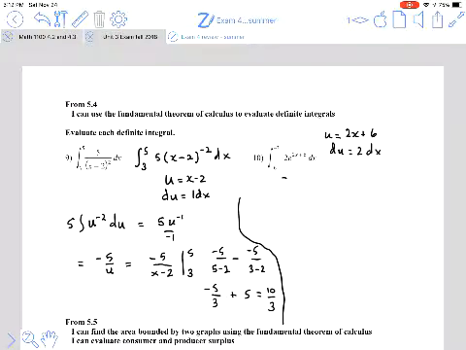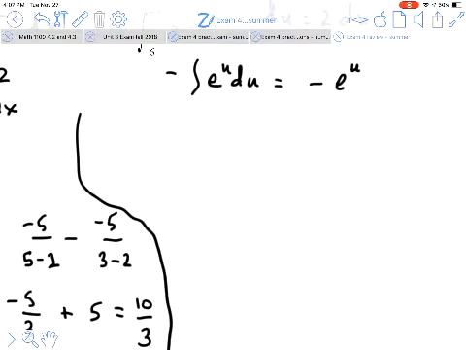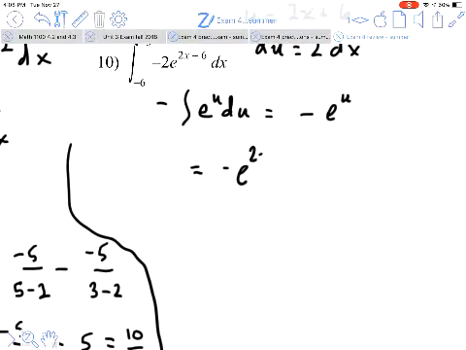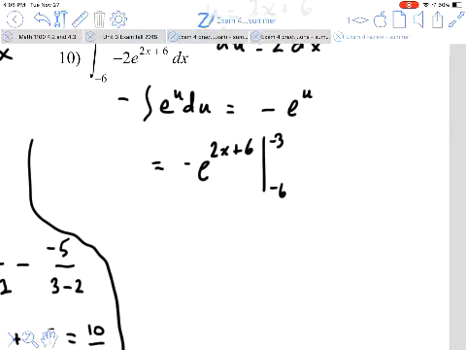So we've got that negative, and then the 2e to the 2x plus 6 can become e to the u du. The antiderivative is e to the u. So that's negative e to the 2x plus 6. We're going to evaluate that from negative 3 to negative 6.